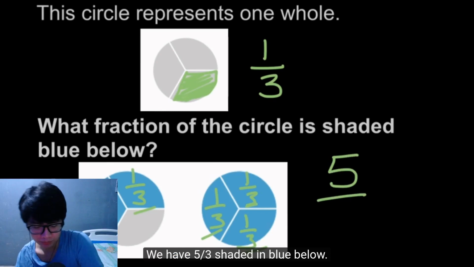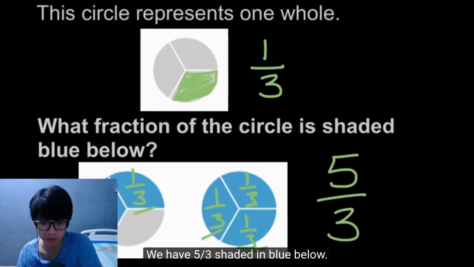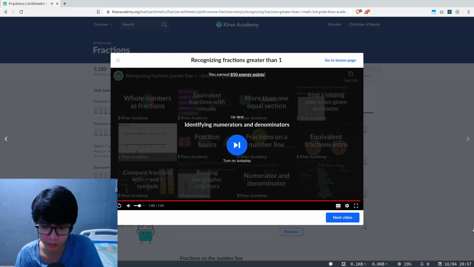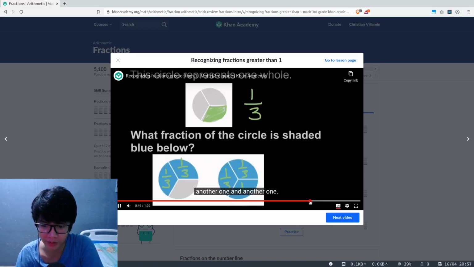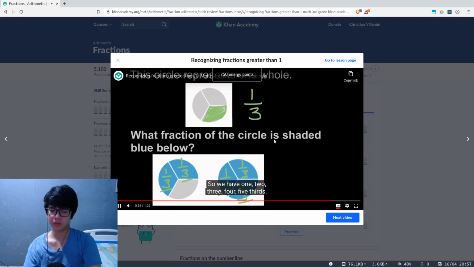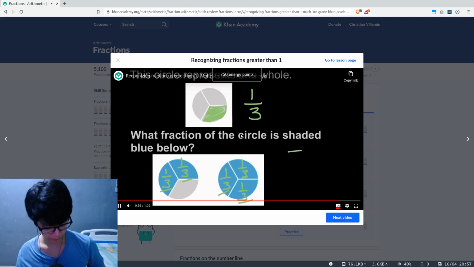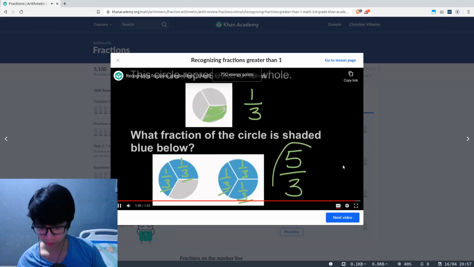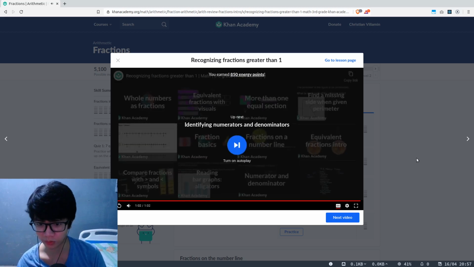We have 5 thirds shaded in blue below. Oh shit, wait, what? Why did you combine that? Whoa, that's insane, bro. Another one. So we have 5 thirds. Okay, there's two different blue things, but okay, let's see where this is gonna go.